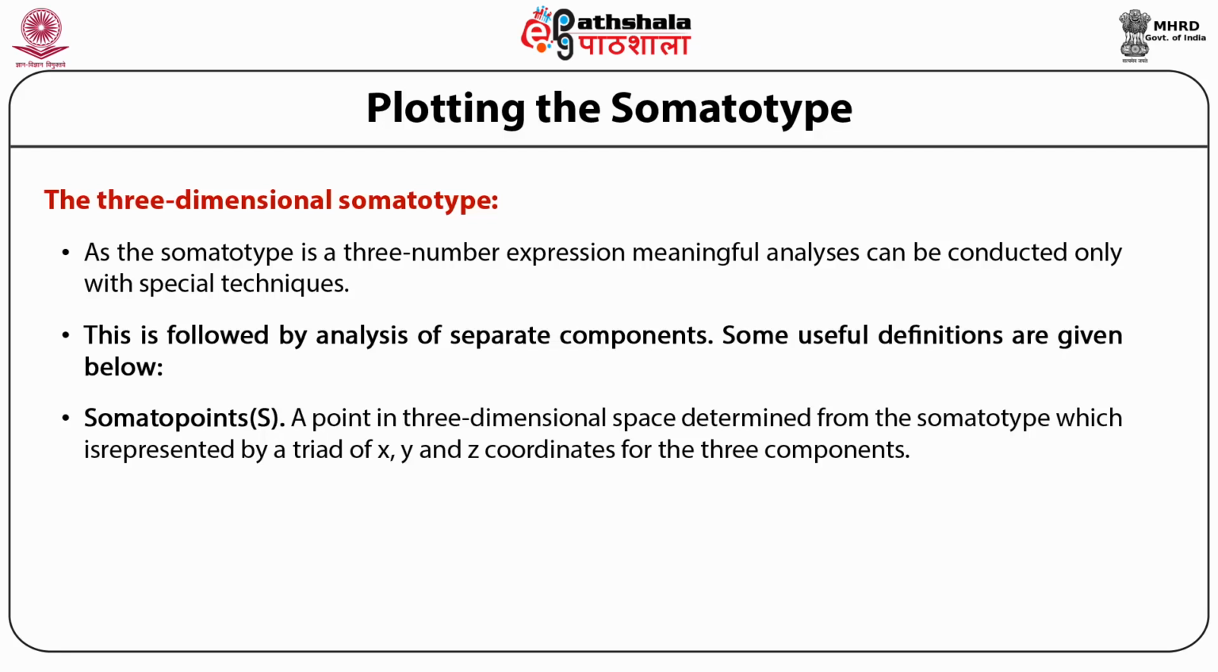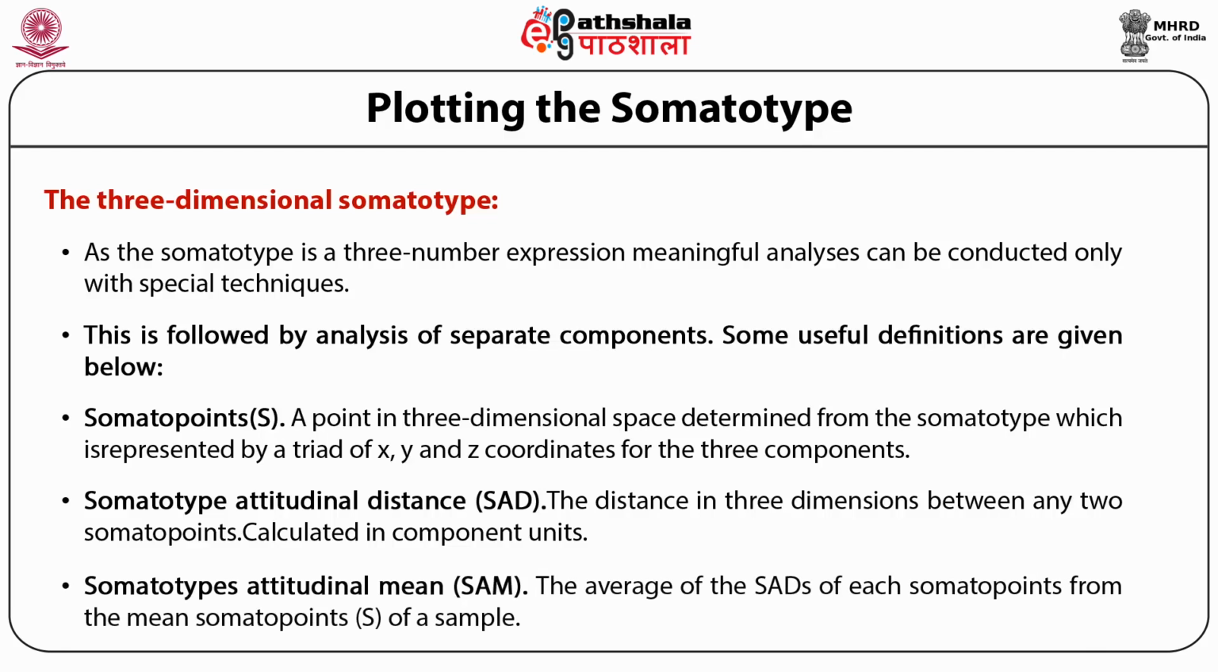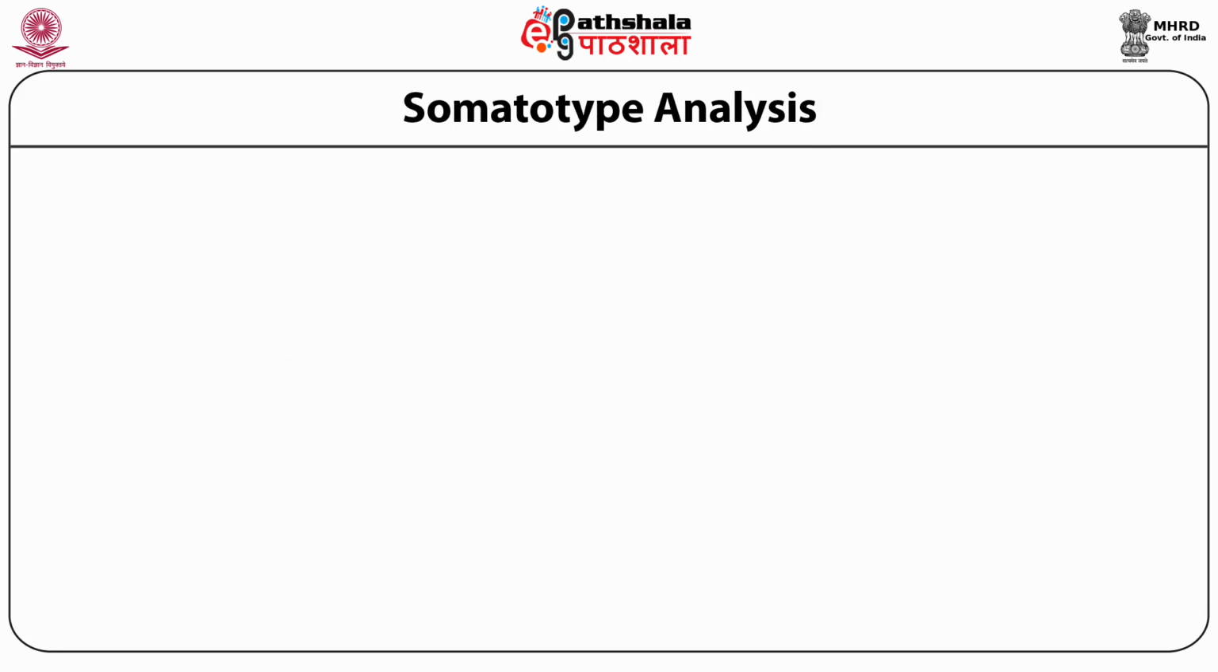Somatotype attitudinal distance, SAD, is the distance in three dimensions between any two somatopoints calculated in component units. Somatotype attitudinal mean, SAM, is the average of the SADs of each somatopoint from the mean somatopoint of a sample. Somatotype analysis.